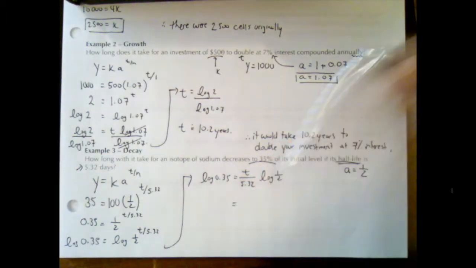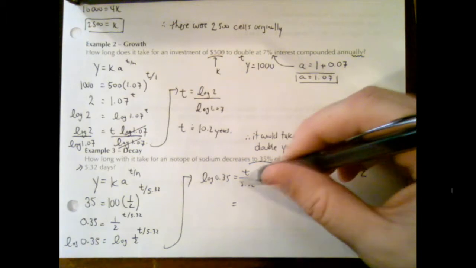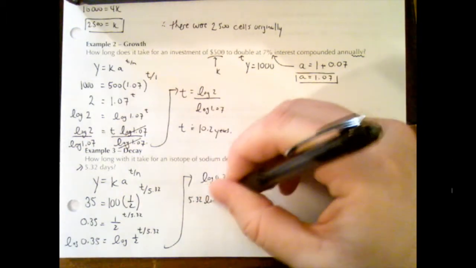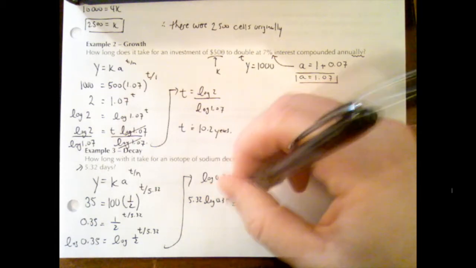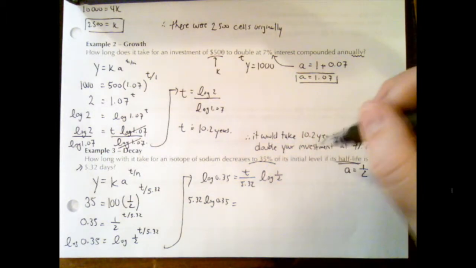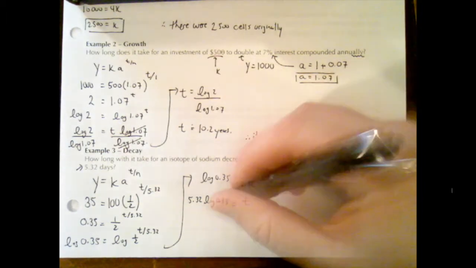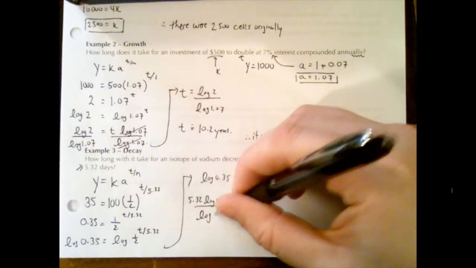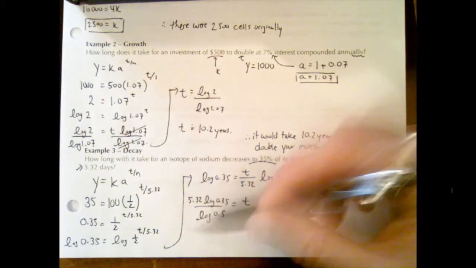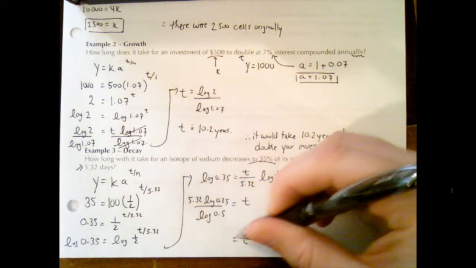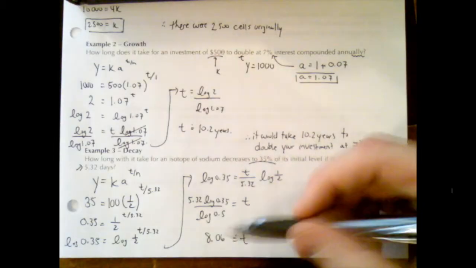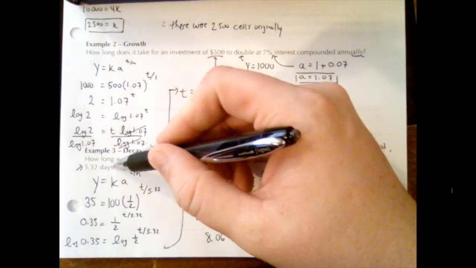To fully isolate for t, we'll multiply both sides by 5.32, which will eliminate the 5.32 on the right side, and we'll divide both sides by log of 1/2 to isolate for t. Call it log 0.5. And now this is just a number that we can punch into our calculator, and that will give us an approximate solution for t, which is 8.06. 8.06 what? Well, the units will be the same as the units for the time period, so the units are days.